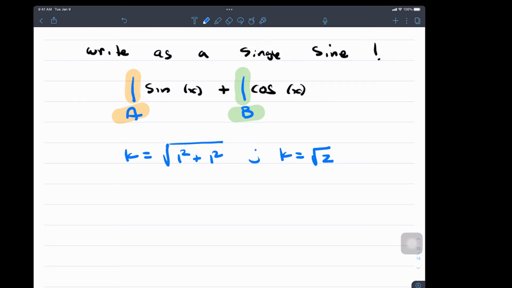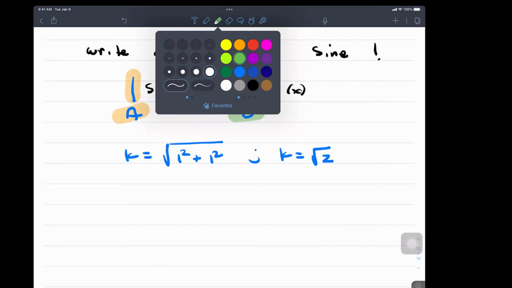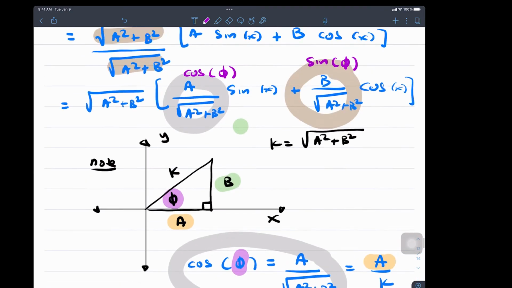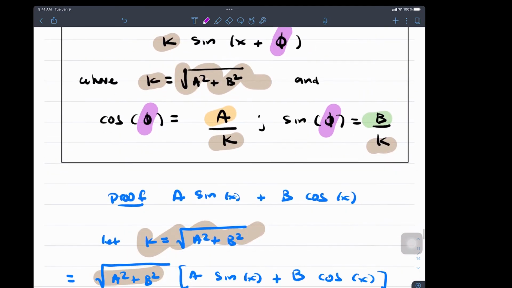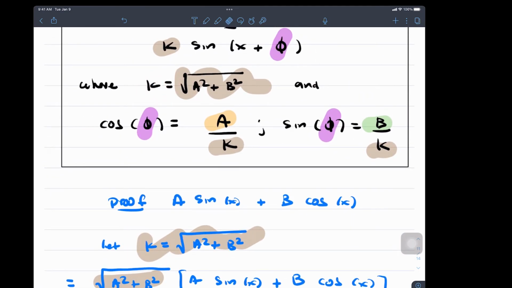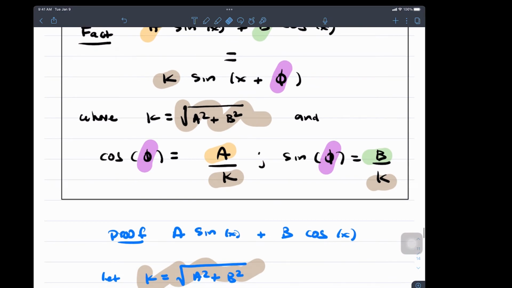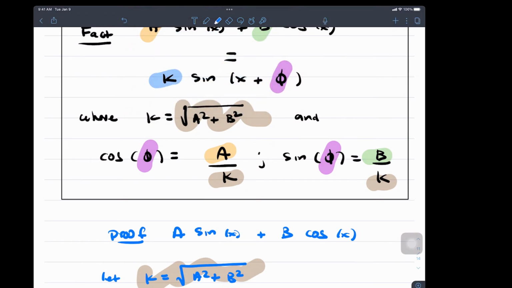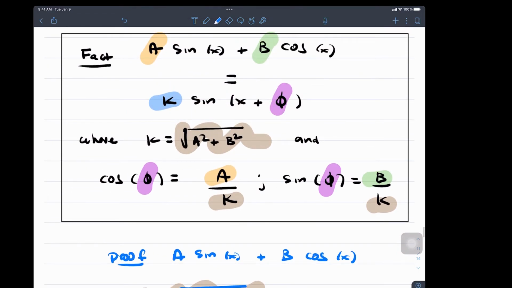So you say, what do I need? You need the value for K. You got K. What else do you guys need? This is the Greek letter phi. Because if you're going to use this statement up here, which you got as a single sine over here, and you got the K value over here, now you want to know what phi is. So what is phi?